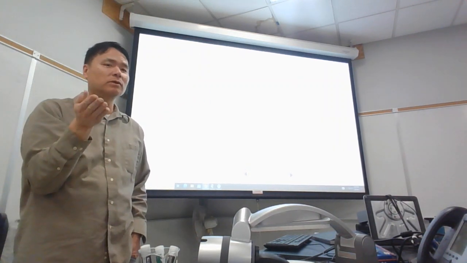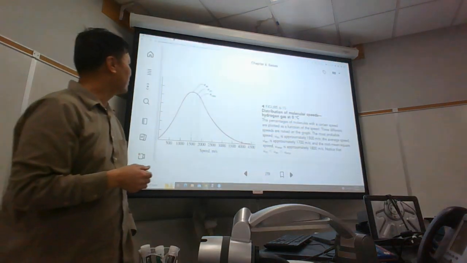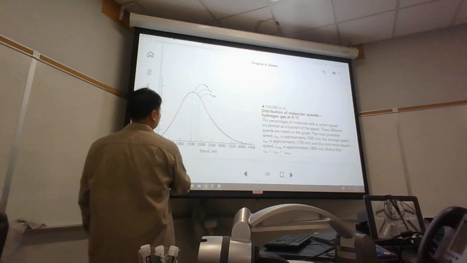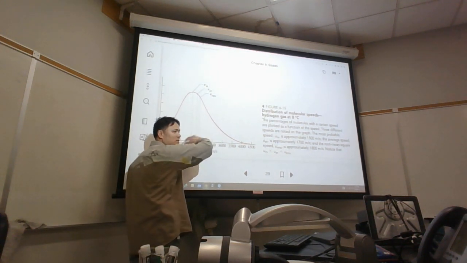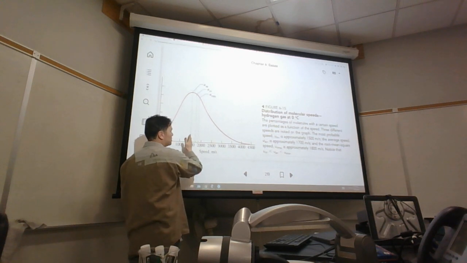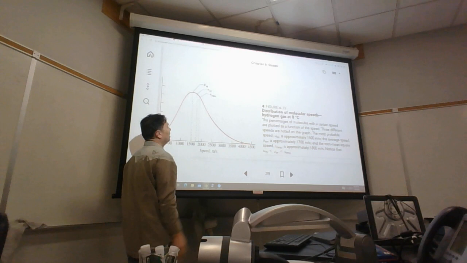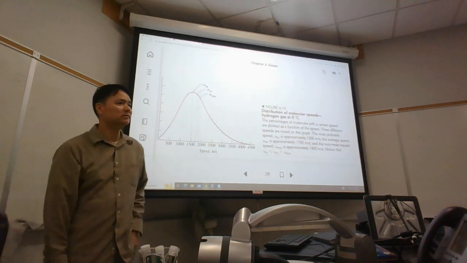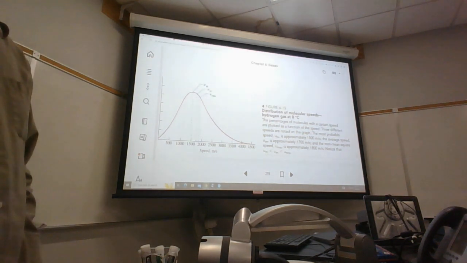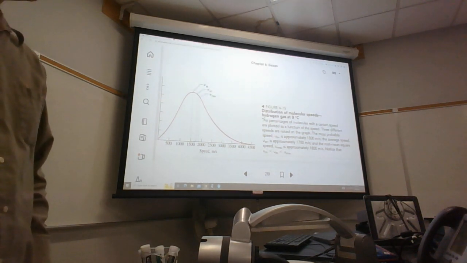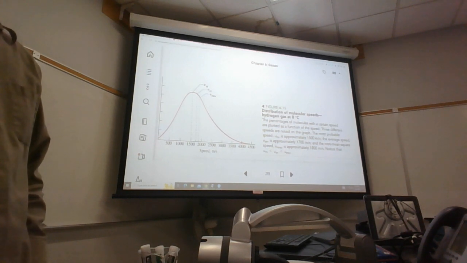But we don't do much with the most probable speed. The average speed is not in the center. Why? Because this distribution is skewed, right? You see that? So the average is going to be slightly to the right. We really don't do anything with the average either. You know what we use quite a lot? Root mean square. The root mean square speed.